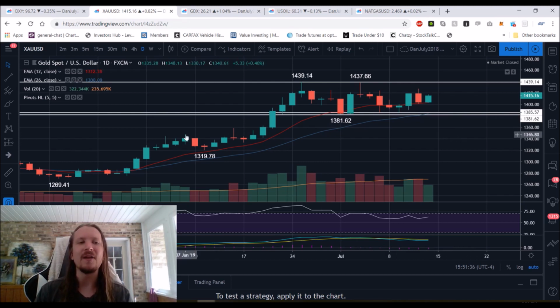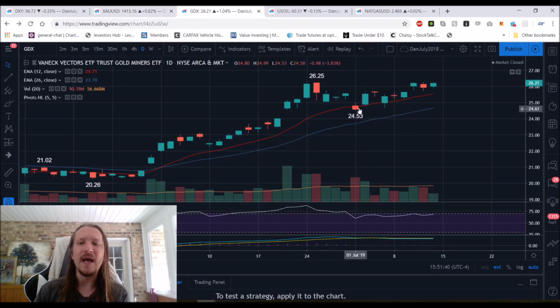I personally still have a position in NUGT for the senior miners, and I entered initially July 1st. I have sold and rebought a couple times mixed in here. It's a fairly small position because it is a swing position, and I am holding. This is probably one of the longer positions I've held recently, but I've had no reason to exit because gold and the miners have both kept their daily uptrend, and that's what I'm going based off of.